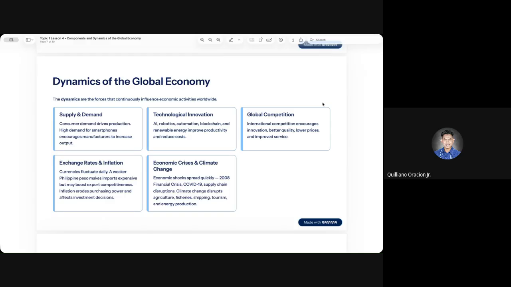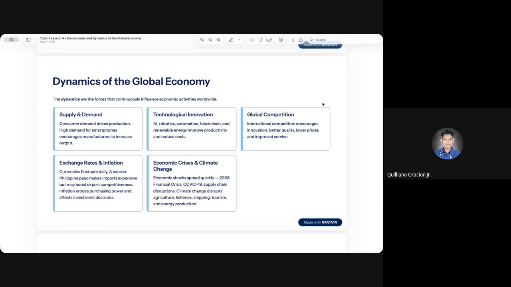Now, another force of changing the economy is innovation. Innovation means creating something new or improving something. Example, before, taxi. Today, we have Grab. Before, DVD rentals. But today, we have Netflix. Before, the mode of payment was cash only. But right now, we can do online banking through GCash or any mobile banking app.